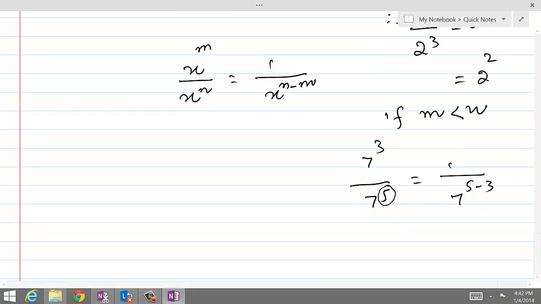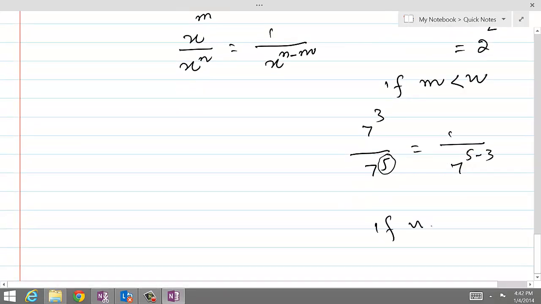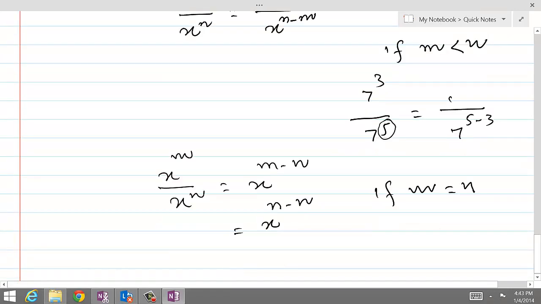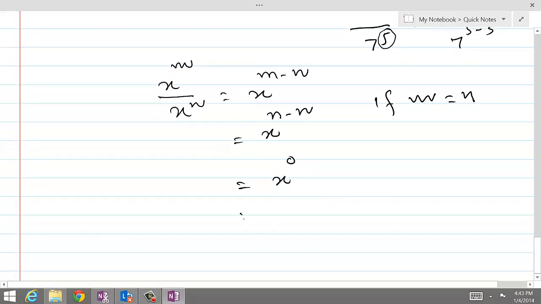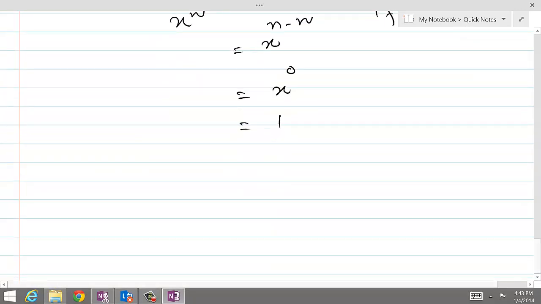However, if m and n were equal, if m is equal to n, then x power m over x power n is equal to, because m and n are equal, x power m minus n is in fact equal to x power n minus n, because m and n are the same, which gives us x power 0, and the law of zero exponent suggests that anything power 0 is always equal to 1. This was law number 4, and now we have law number 5.